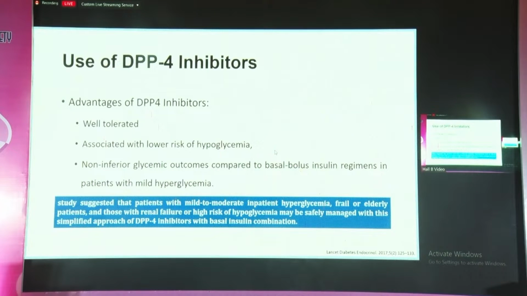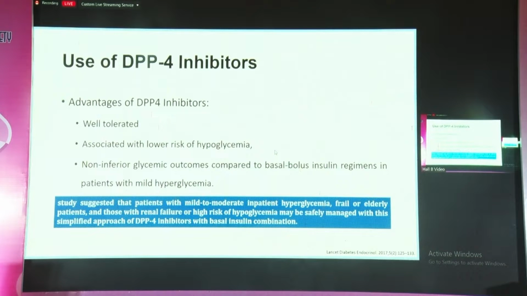Now, regarding the use of DPP-4 inhibitors, we have been using these molecules for the last 1 or 2.5 decades. They are very well tolerated molecules with modest efficacy in reduction of HbA1c, and they almost do not produce hypoglycemia. Now, there are several studies.